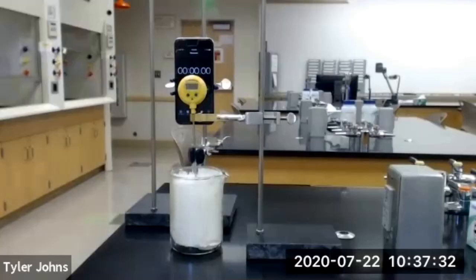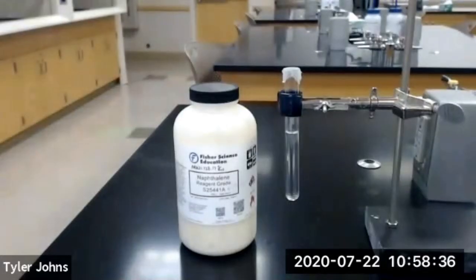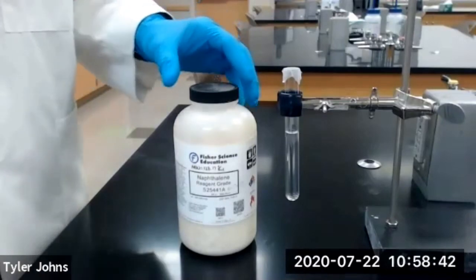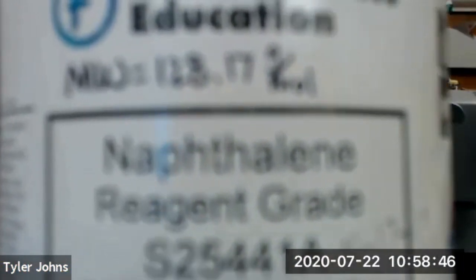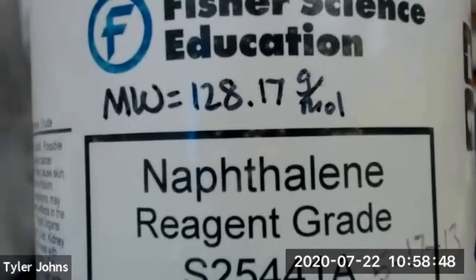You should now be able to determine the cooling curve of pure cyclohexane. This concludes part B of this experiment. In part C of this experiment, we're going to be determining the freezing point depression constant, or KF value, for cyclohexane. To do this, we need to weigh out approximately 0.3 grams of naphthalene.